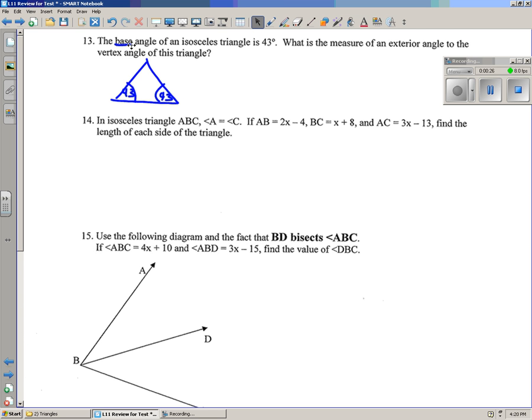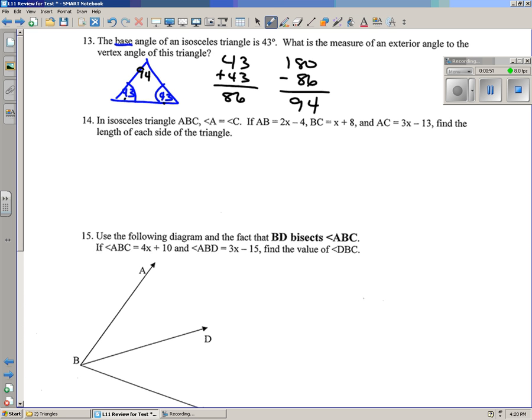Well, there's two ways to do it. I think most students do this. First of all, can I find the vertex angle? And the answer is yes. I have two angles in the triangle. So we take 43 and 43, add them up, we get 86. And then 180, because that's the sum of the angles in a triangle, minus 86 gives you 94. So the vertex angle is 94.